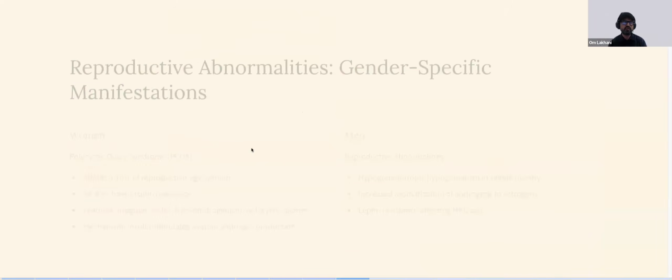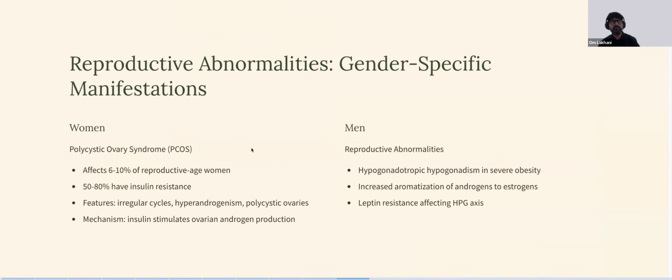Okay. Moving on. At some point of time, you start having some clinical manifestation of insulin resistance. In women, one of the most classical clinical manifestations of insulin resistance is polycystic ovarian syndrome, PCOS, right? PCOS is the clinical manifestation of insulin resistance at the ovarian level. The clinical features you all know: irregular cycles, hyperandrogenism, and polycystic ovaries. And again, it is two things. One is that insulin stimulates ovarian androgen production, right? And there is theca cell hyperplasia, right? So that's the mechanism of PCOS.